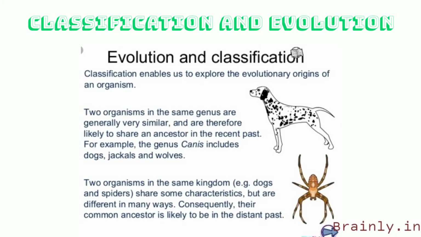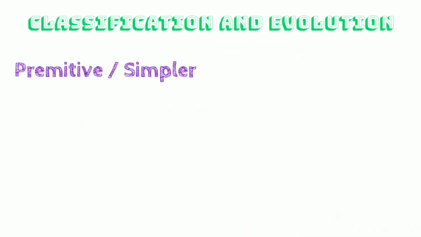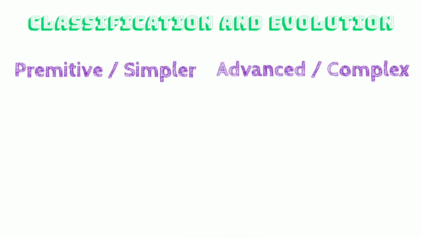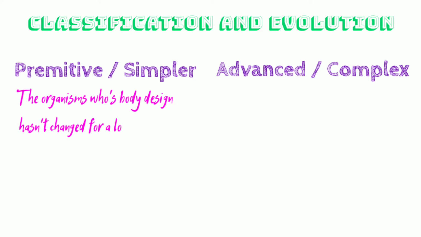And you might already know that classification helps us to understand evolution. Like if we classify all the organisms, we'll be able to see how much we have evolved. Now there are two classes here. One is the primitive class and the other is the advanced class. Just like class 9th and class 11th. Anyway, the first one is the primitive class. The organisms whose body design hasn't changed for a long period of time fall into the category of primitive class. Their body design is a little bit simpler because they didn't need to evolve in order to survive. They could survive with what they had.